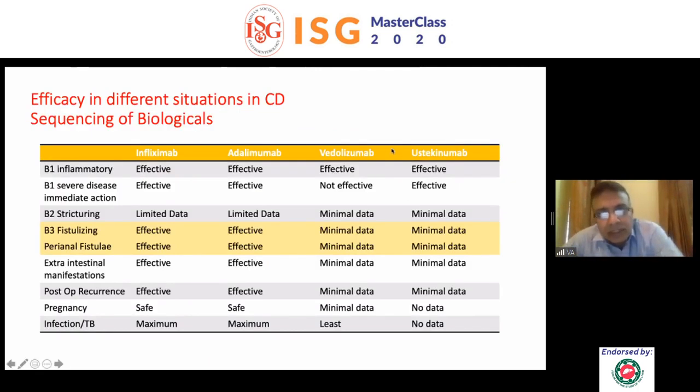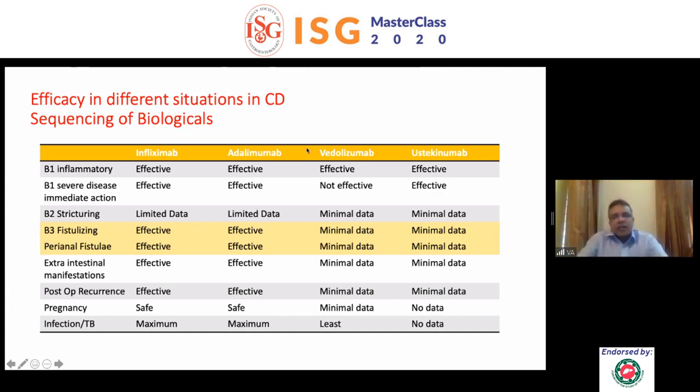Now, I have put the same table out there, which I showed you, except that I have put in two additions out here: B3 fistulizing as well as perianal fistula. What do you find out here? For infliximab and adalimumab, we still have data. We do not have data for vedolizumab and ustekinumab. If you look at post-operative recurrence, again the same thing. Vedolizumab and ustekinumab, no data, or minimal data, I would say.